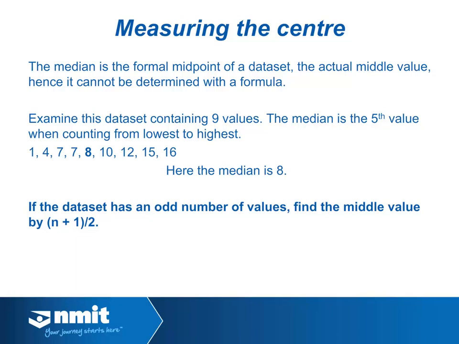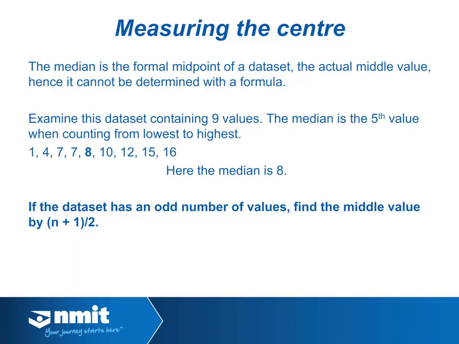So we can find what this middle number is very simply. If there's an odd number of values, to find what the middle value is, we just get the sample size, add 1 to it, and divide by 2. So if there's 11 data points, we'd go 11 plus 1 is 12, divided by 2 is 6. So we look for the 6th number in the line from the lowest to the highest.